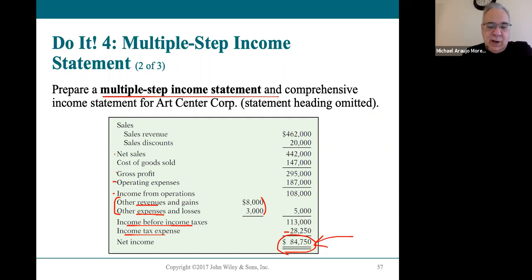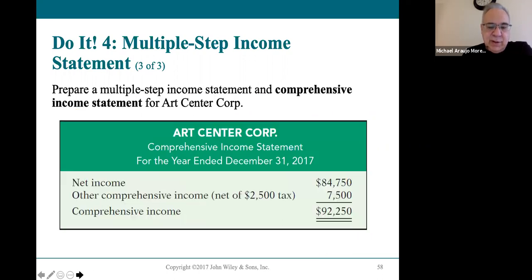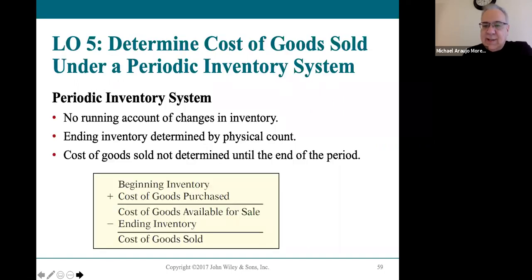Now, in terms of the comprehensive income, there was an additional $10,000 that was made, but that's also subject to tax. So we would simply add in the $7,500, which is left of the $10,000 after you take out the tax. So otherwise, that's a very important statement to know how to read and how to do.